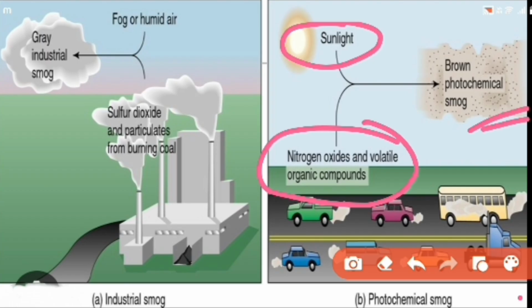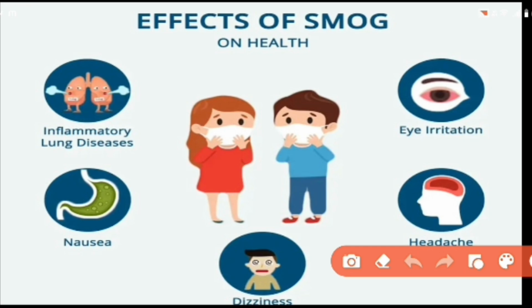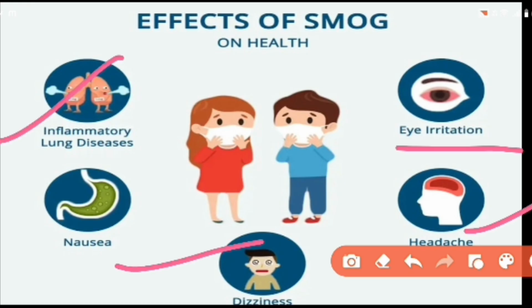photochemical smog. Now some health hazards. As it is a type of air pollution, it will cause different types of irritation in our body, like eye irritation, breathing problems, headache, and dizziness. So we will see this type of common problem in case of smog.